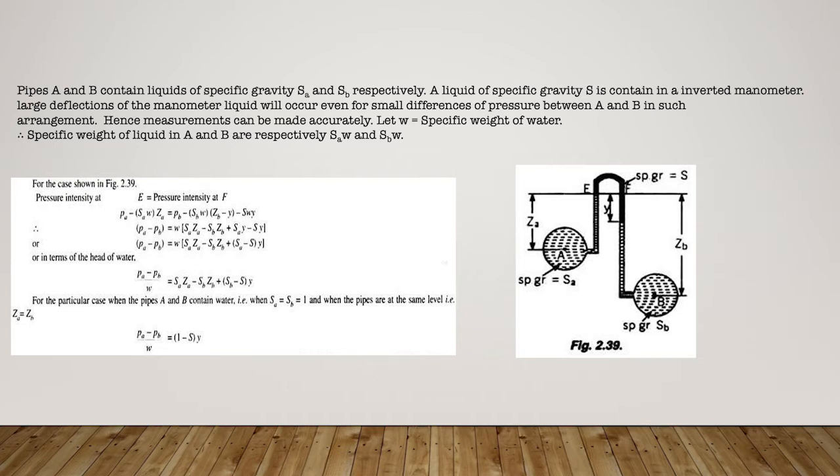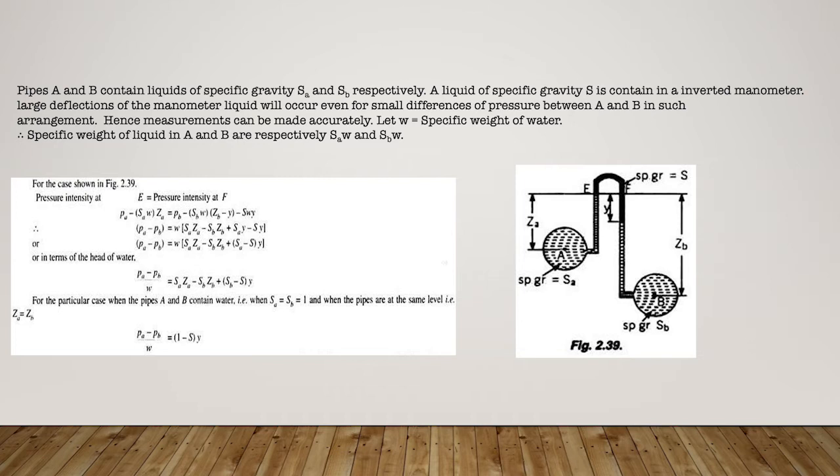So for the case shown in figure 2.39, pressure intensity at E is equal to pressure intensity at F. So, at the end we get the equation PA minus PB equals W times (SA ZA minus SB ZB plus (SB minus S) Y). Or in terms of the head of water, we get the equation PA minus PB over W equals SA ZA minus SB ZB plus (SB minus S) Y.